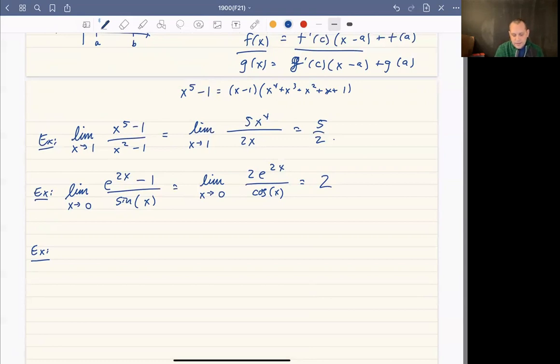And the same with x squared minus 1, right? This is x minus 1 times x plus 1. And then when you plug in x equals 1, you get 5 over 2. So you could have done this one algebraically, although it would have been kind of a pain.